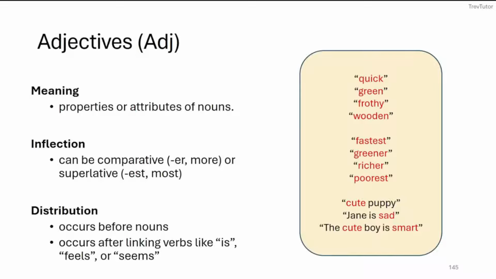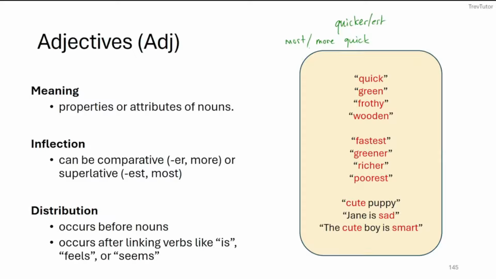Now, adjectives are properties or attributes of nouns. So what adjectives do is they describe nouns. So quick, green, frothy, wooden, fastest, greener, richer, poorest. These are all examples of words that describe nouns. And usually what we can do with these words is we can add a comparative suffix like -er or even another word like more. So we could do, for example, quicker, or we could do more quick. That might sound a little bit weird to some people, but it's perfectly fine to me. Or we can do a superlative form. So we could do quicker, quickest, more quick, or even most quick.